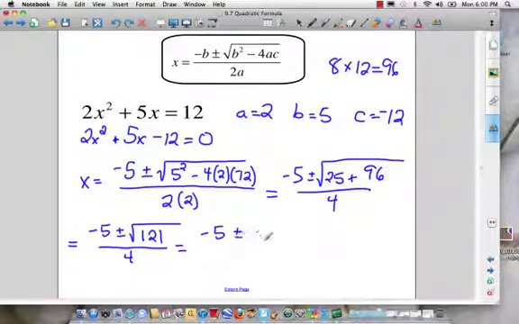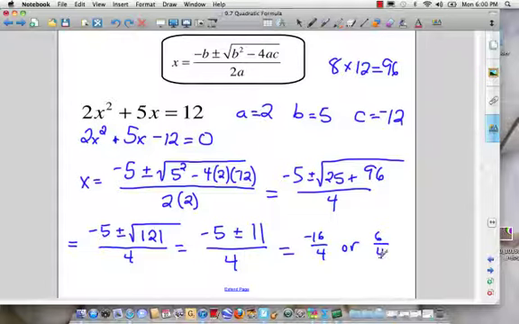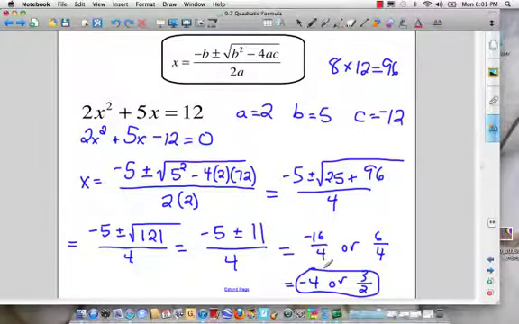If you put it into your calculator, or if you know your times tables well enough, that's 11. And then finally, let's actually crank this out. Negative 5 minus 11 is negative 16, or negative 5 plus 11 is 6. So you get these 2 answers if you reduce or simplify those. Negative 4 or 3/2. And there you have it, the quadratic formula used to solve a quadratic equation.